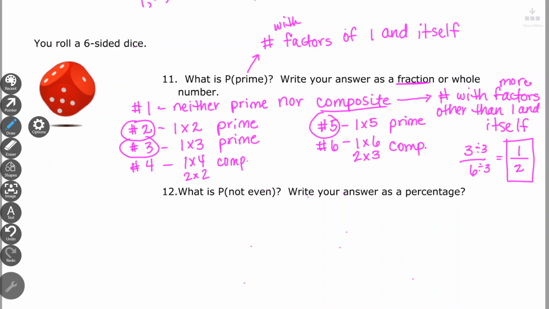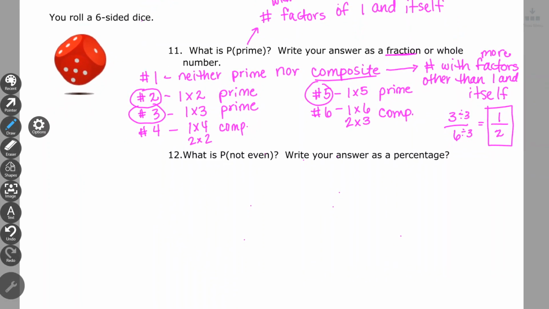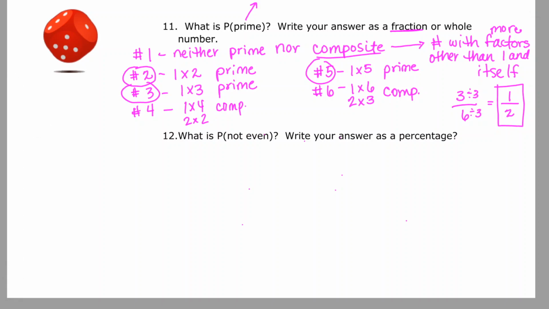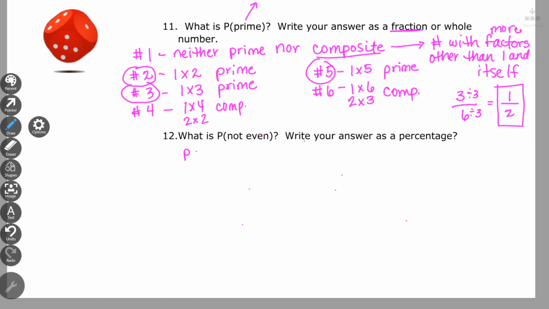All right, so number 12. What is the probability? Now, this is still dealing with the dice. What is the probability that you will roll a number that is not even? Write your answer as a percentage. Okay, so what's the probability that it is even? Okay, that's a percentage. We're going to underline the word percentage.